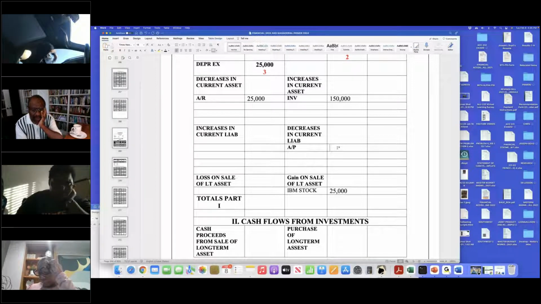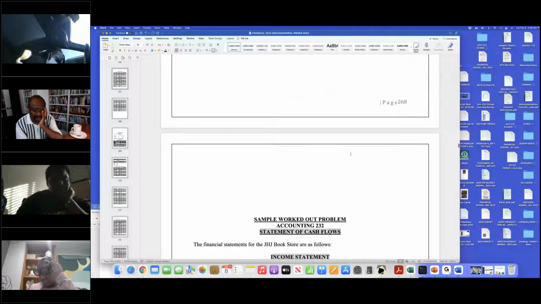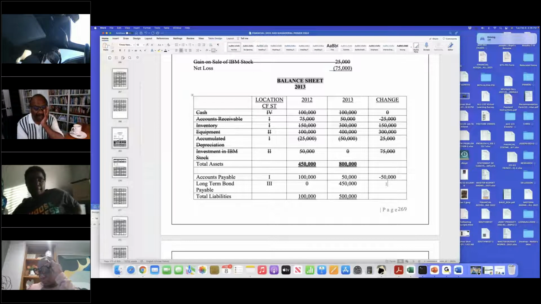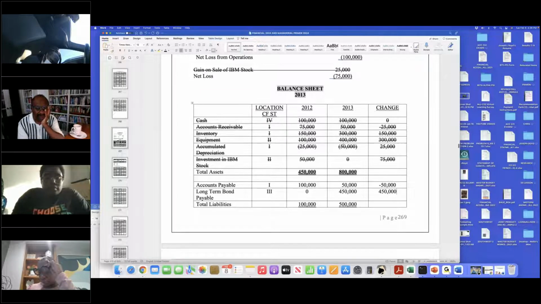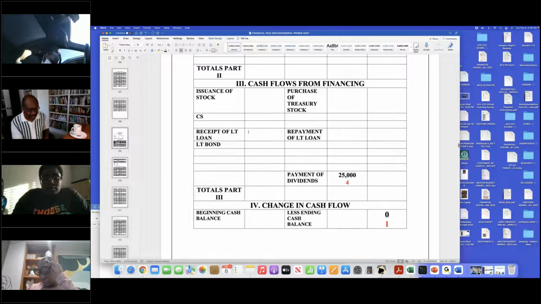Then lo and behold, we come to long-term bond payable, and it goes from 0 to 450,000, and that goes in part three. So are you gonna invest $1 million in this company?